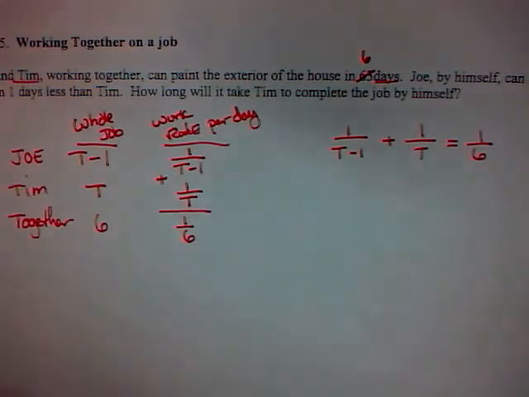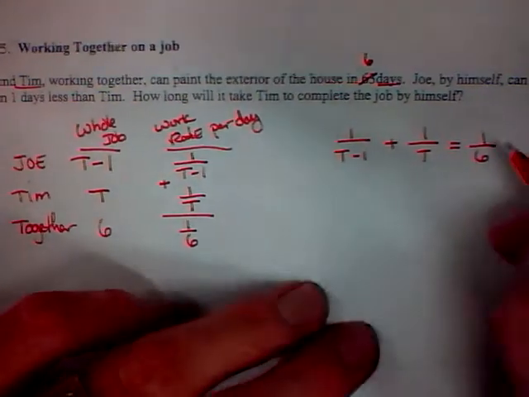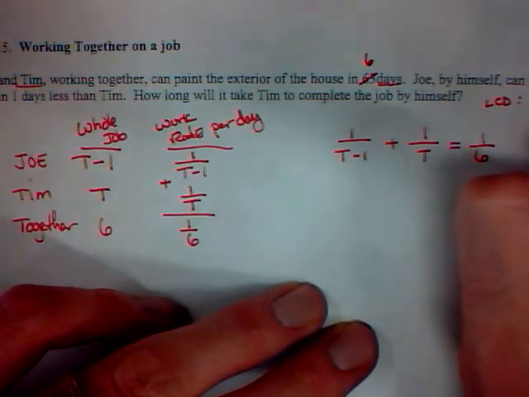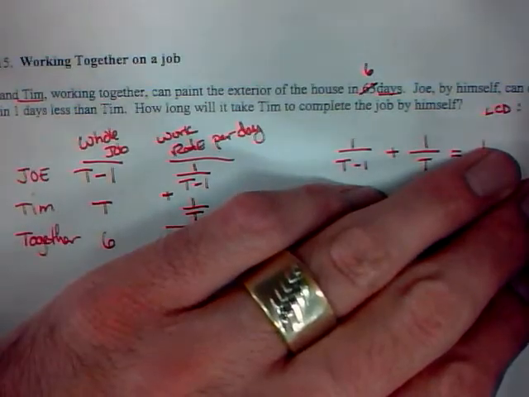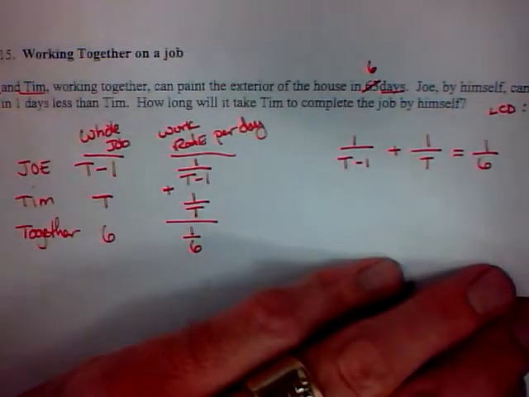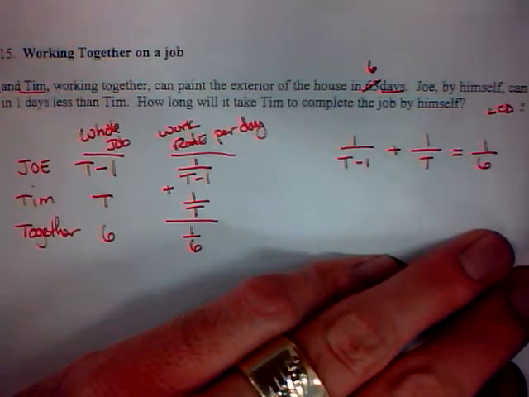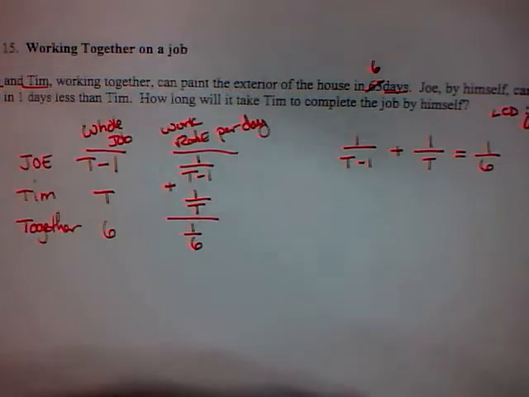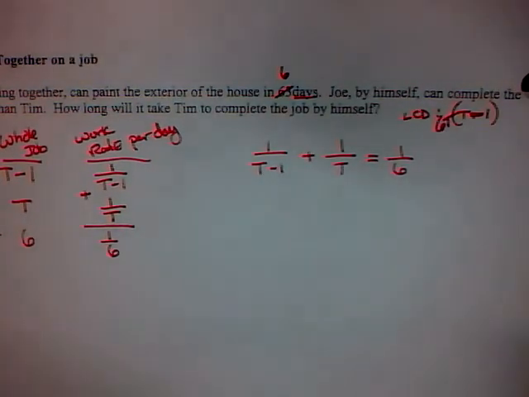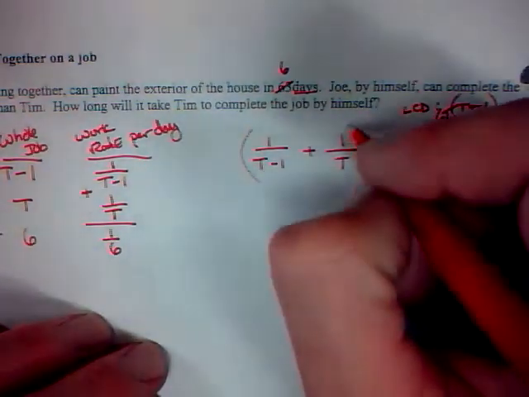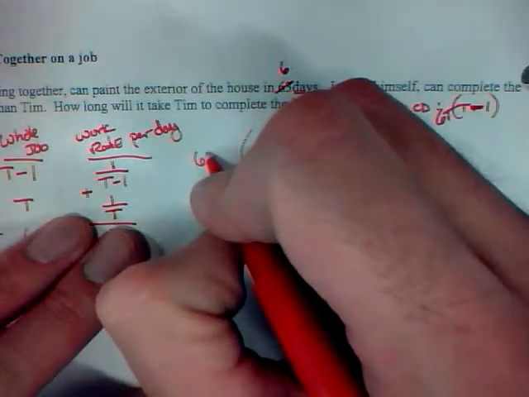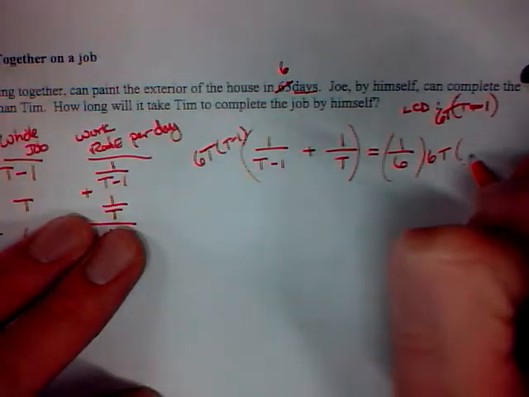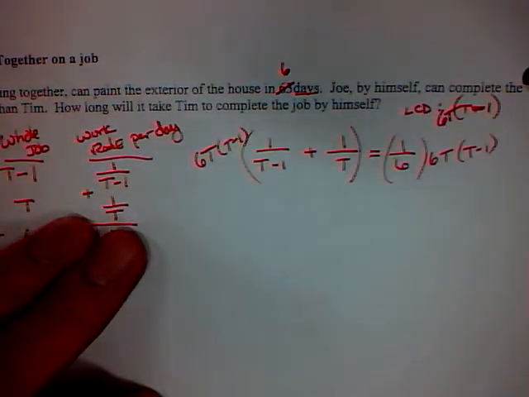So now we just need an LCD and to multiply through by it. What's your LCD in this problem? We're going to need a T minus 1, and a T and a 6. So this is going to be 6T times T minus 1 for your LCD. That's what we're going to multiply both sides by: 6T(T minus 1).